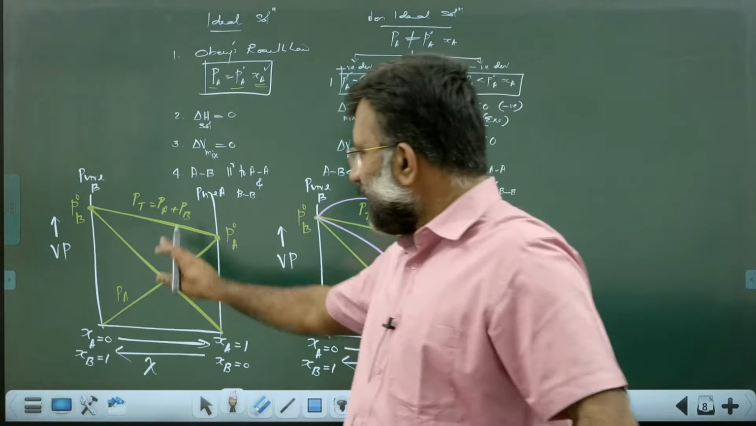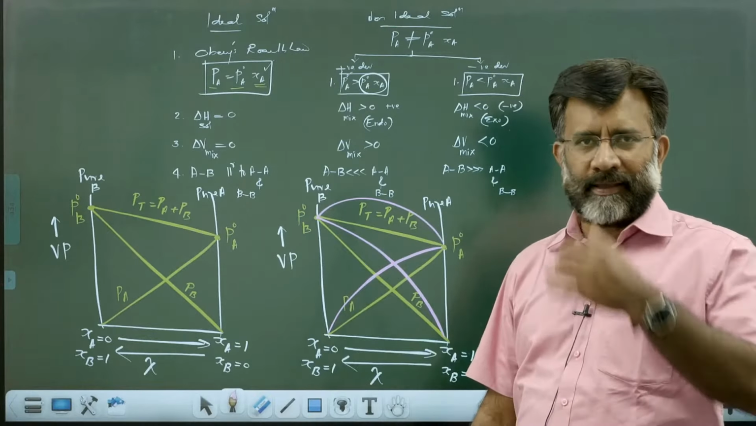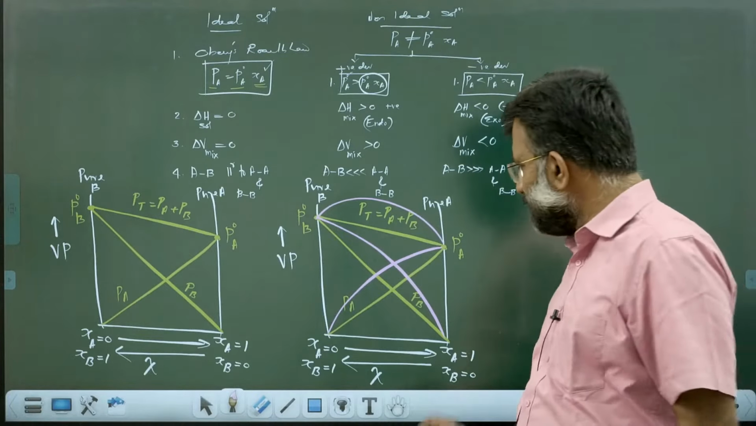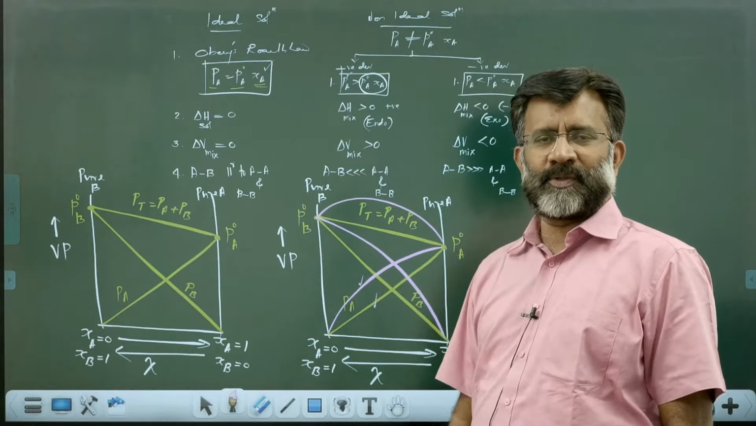So this is the straight line, ideal. This is positive deviation, non-ideal. Okay. This is ideal, and this is non-ideal, positive deviation.